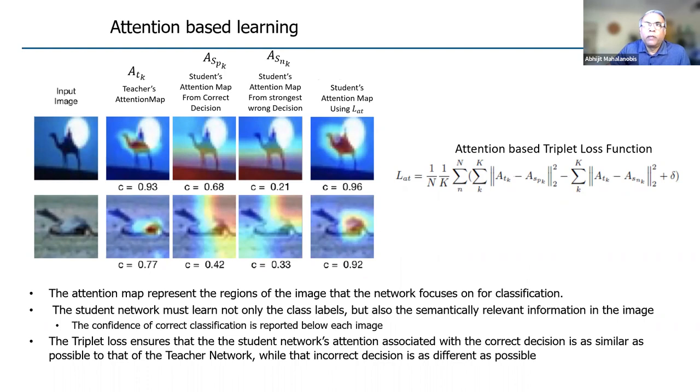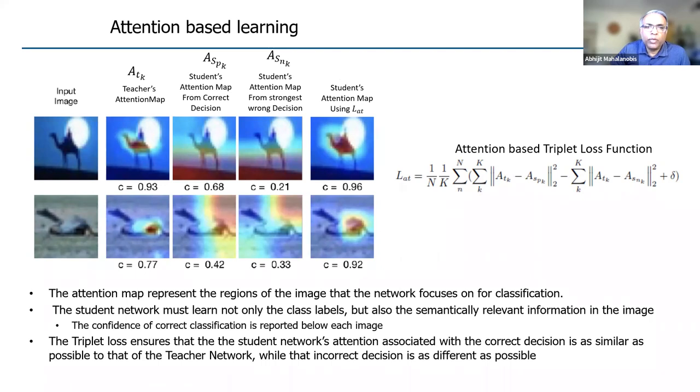But we also wanted to say that when it doesn't classify an image properly, it should declare it as an unknown. So keeping that in mind, the teacher's decision and the teacher's attention map is the anchor, if you will, this ATK. And we are encouraging the student's correct decision to converge onto the teacher's attention map. So in this case, this is a man on a camel. And so this is the student learning to not only classify it as man on a camel, but also learn the attention map similar to this.